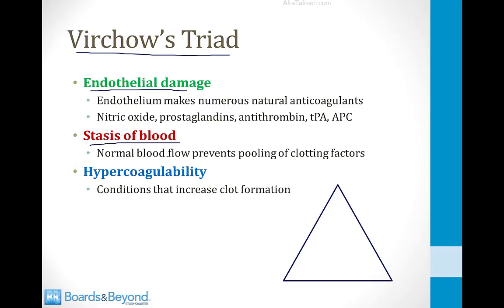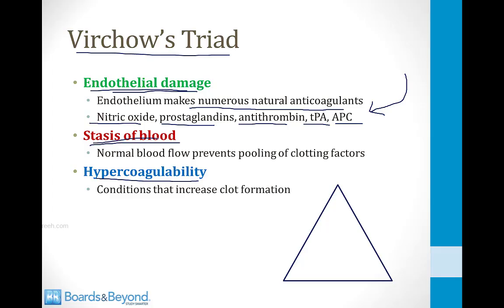Virchow's triad are the three elements that lead to formation of a thrombus, and Virchow's triad includes endothelial damage, stasis of blood, and hypercoagulability. A normal endothelium is very important for preventing thrombus formation. That's because the endothelium makes numerous natural anticoagulants. I've talked about a number of these in other modules, but these substances include nitric oxide, prostaglandins, also antithrombin, tissue plasminogen activator, and activated protein C. All of these prevent the formation of thrombus, and therefore if there is damage to the endothelium, you can get hypercoagulability and formation of a blood clot.